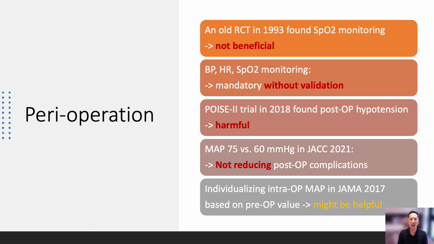And there's also one study in JAMA. They found that an individualized intraoperative mean arterial pressure goal might be helpful instead of a fixed goal for all patients.